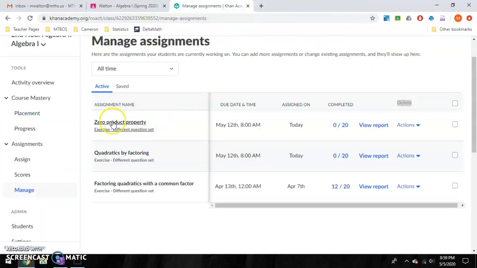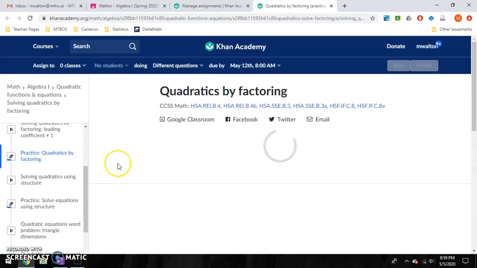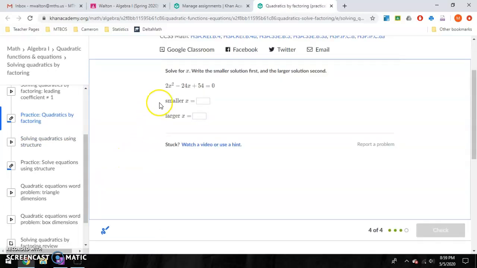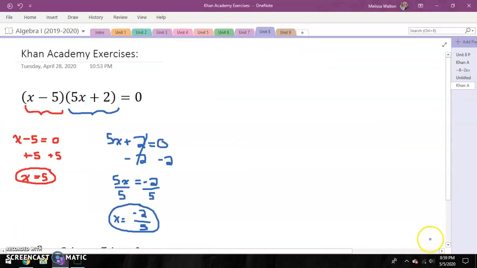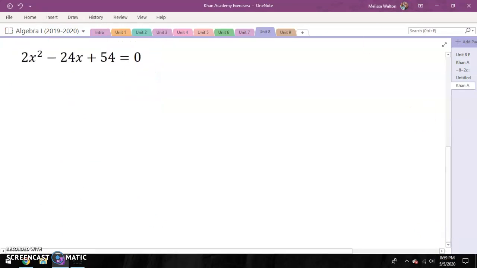All right, for our next one, quadratics by factoring, this is very similar to what we were doing with Delta Math, but these just have one extra step to them, at least most of them that I saw. All right, we have 2x squared minus 24x plus 54 equals 0. I would like to solve for which x values make this a true statement. Now, one of the benefits is this is already in standard form. We do have this equal to 0, but we still need to factor to solve.